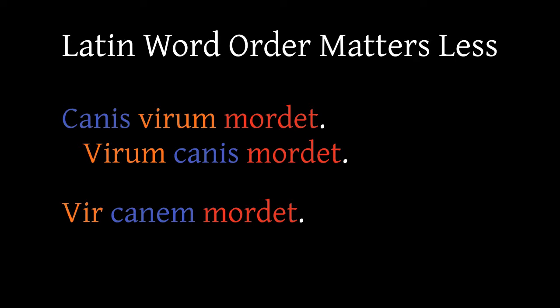But here, all you need to know is that Latin doesn't use word order to tell people how to understand the meaning of the nouns in a sentence. It uses inflection. It uses declension or declining. So canem vir mordet means roughly the same thing as vir canem mordet.